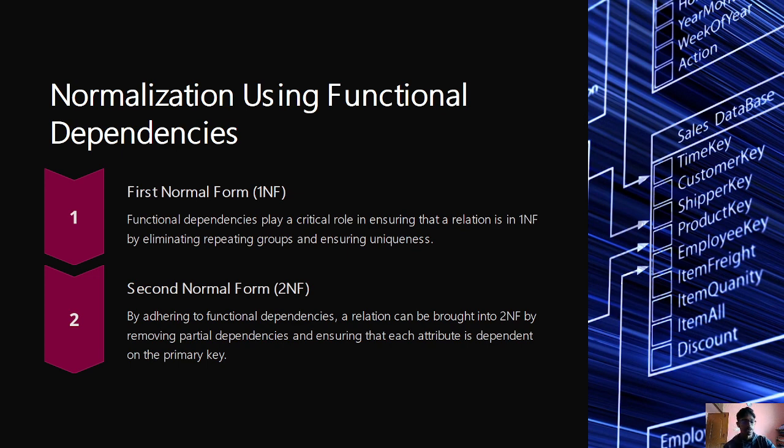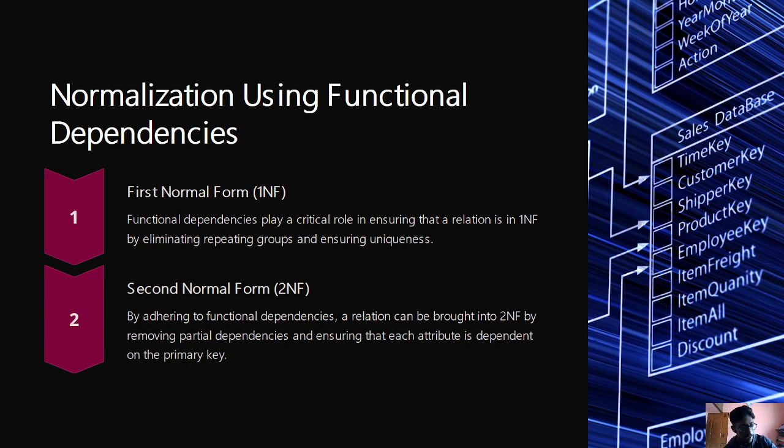Normalization using functional dependencies. Normalization is basically the process of organizing the attributes and tables of a relational database to minimize redundancy and dependency. Functional dependencies play a crucial role in this process. The first normal form ensures each attribute in a relation contains only atomic, indivisible values, and eliminates repeating groups by creating separate tables.